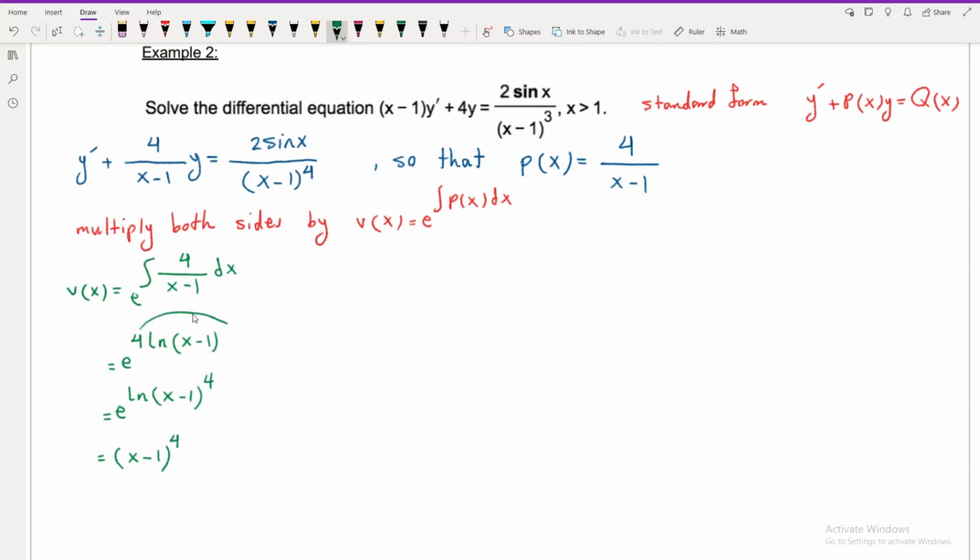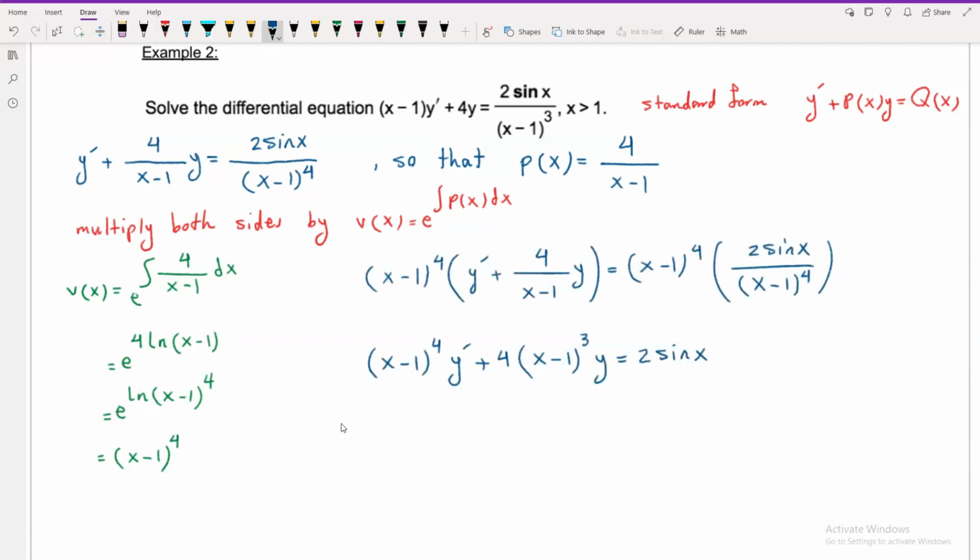So move this here onto this part, and then this part cancels. The answer is x minus 1 to the 4th power. So this is our v(x).